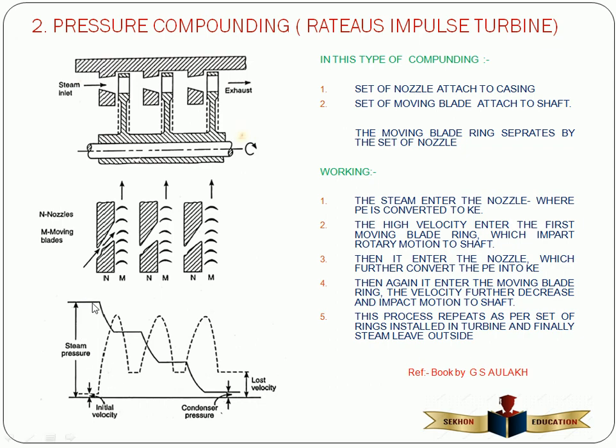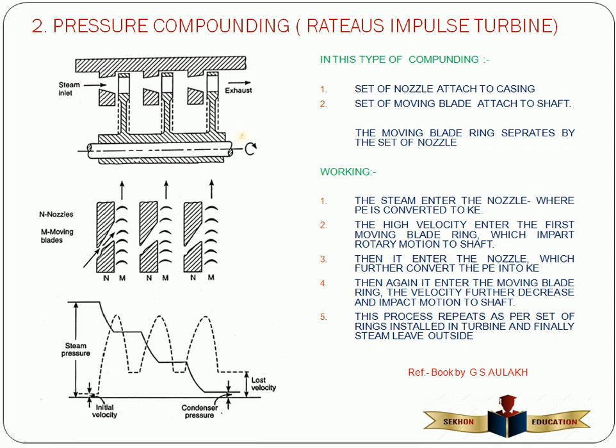In the first stage, we convert partial pressure energy into kinetic energy. As a result, the kinetic energy increases. Then this high kinetic energy steam enters the moving blade, which imparts its kinetic energy to the moving blade, and it starts rotating. Then again it enters another nozzle, which further drops the pressure energy and increases the kinetic energy. Then again that high kinetic energy enters the moving blade. This process repeats as per the number of stages. So this is the outlet pressure, the condenser pressure. In this way we reduce the pressure and kinetic energy in divided steps.